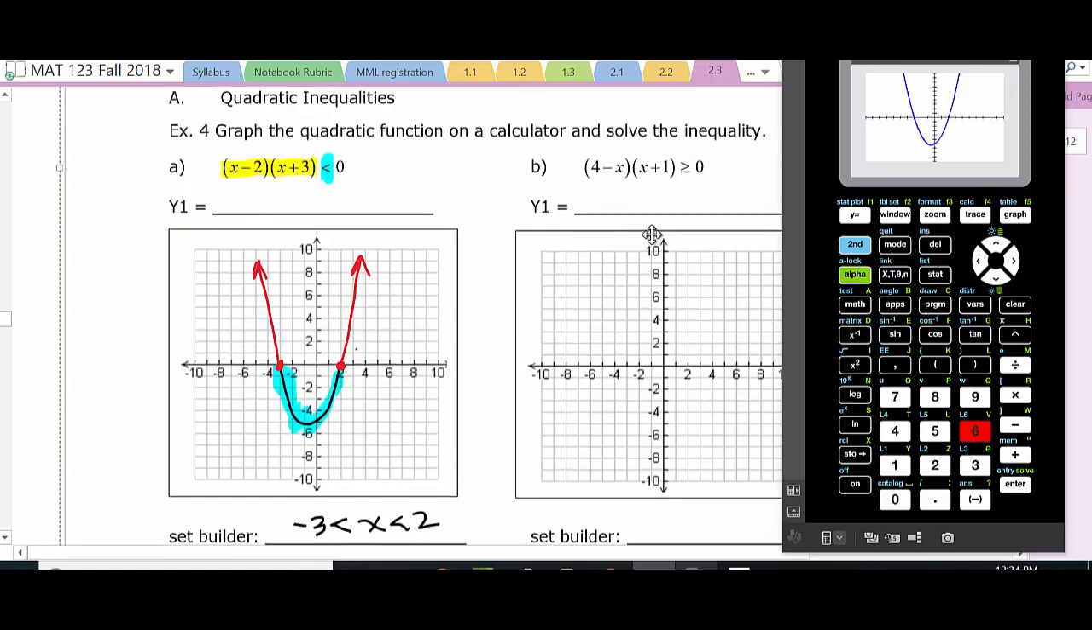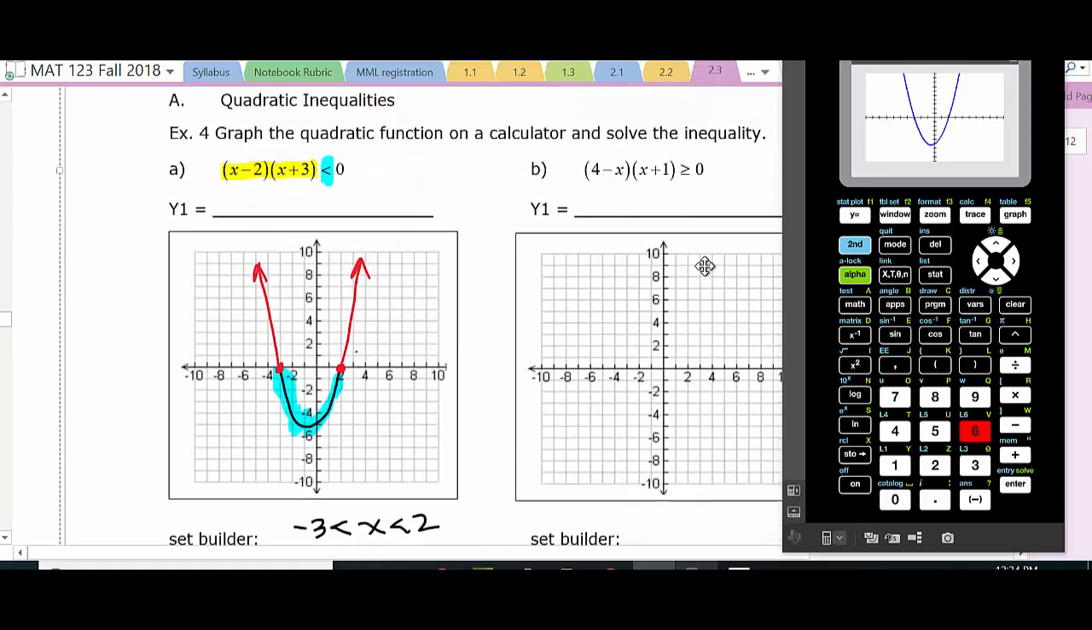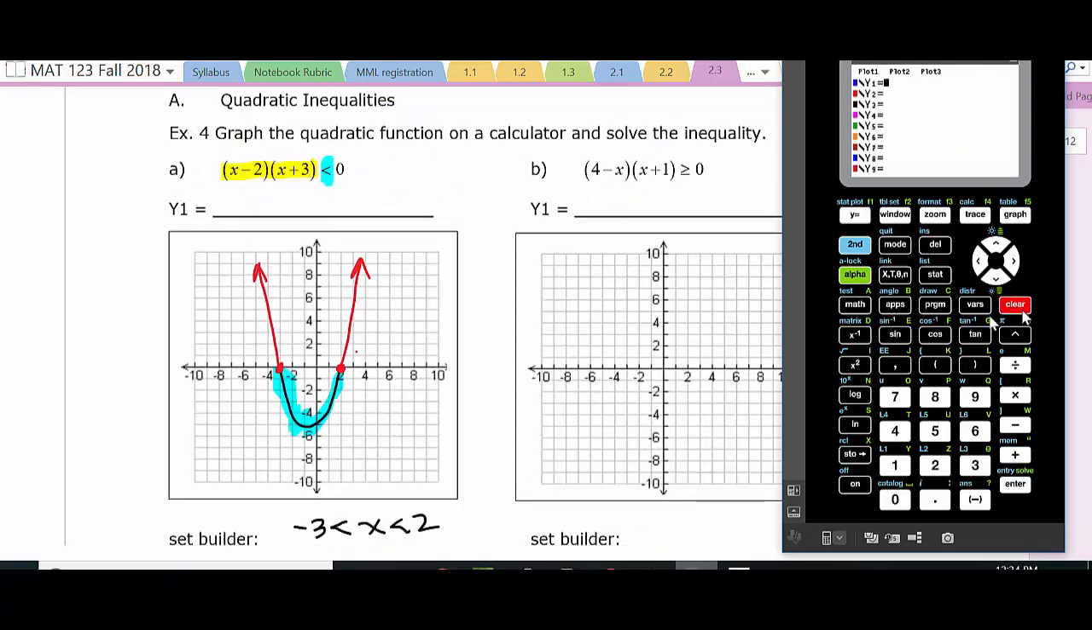All right, well, let's look at the next one. Again, I'm just interested in this kind of problem being done on a calculator. So I'm going to go 4 minus x, and then I'm going to put in x plus 1, and just graph it. And this time it's going down. There's a reason why it's going down.